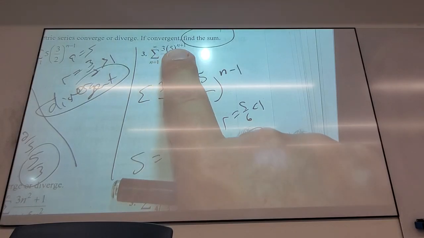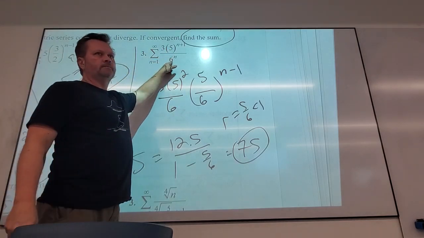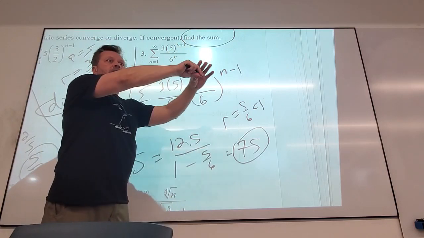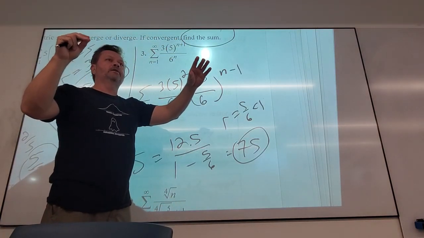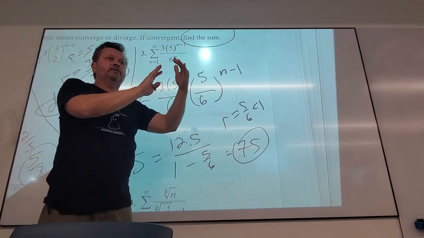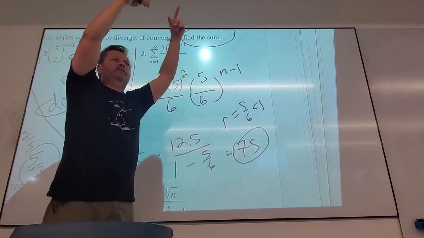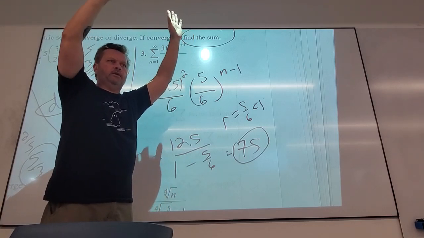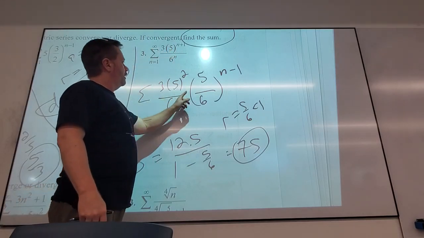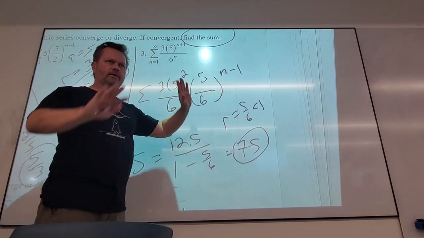Do me this favor. How many more 5s are there than 6s? There's one extra 5, correct? So if I take one 5 out, then there will be 5 over 6 to the n. They'll have n of both, correct? According to the form of geometric, what do I want the power to be? Not n, I want it to be n minus 1. So I've got to take one more 5 and one more 6, and then I'll have n minus 1 of each. Do you see that?